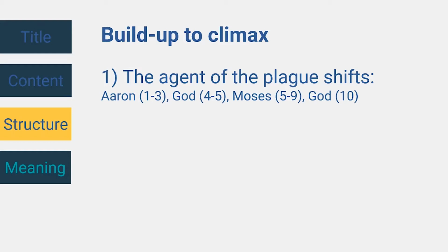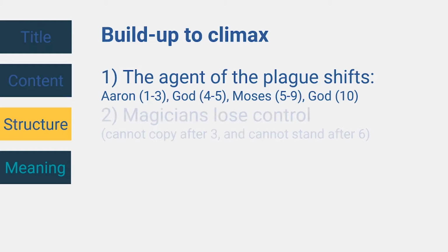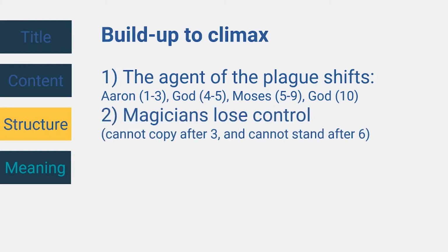Secondly, if you pay attention to the magicians at Pharaoh's court, you will see that they are slowly losing control. Initially, they are able to reproduce the plagues, but after the 3rd plague, they admit defeat. They can no longer reproduce anything beyond the 3rd plague. And once we hit the 6th plague, they can no longer even stand up because of the plagues.